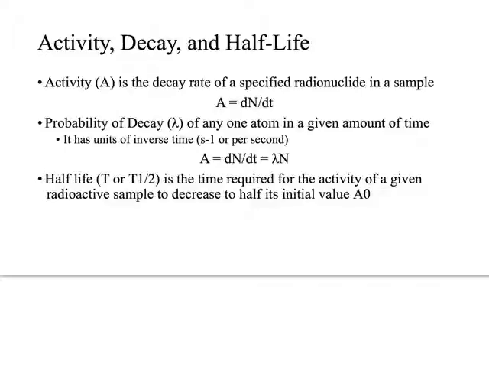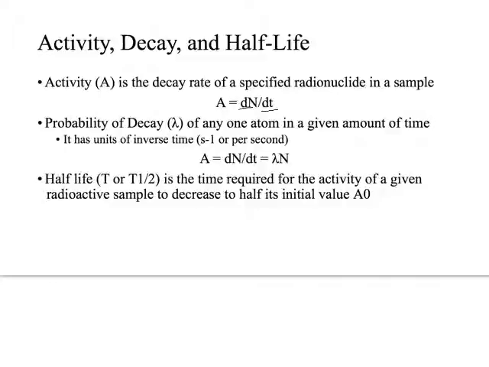So now we have activity, and we've gotten kind of fancy with it. We've got a certain amount of material, dN, the number of atoms of the material, and then we have dt, a duration of time. So activity equals the change in the number of atoms divided by an amount of time.